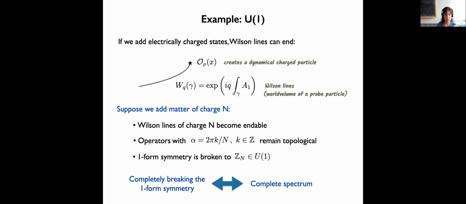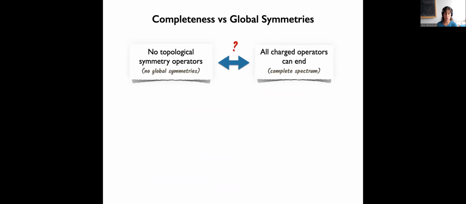So the only way to completely break the symmetry is that you have matter for all possible representations. Here I am also considering multi-particle states. The important thing is just that you have the minimal charge, so that you can construct matter in all possible representations with multi-particle states. Therefore all the Wilson lines for all possible representations will be able to break. So for the Maxwell theory, it's true that a complete spectrum is equivalent to avoiding a global symmetry.